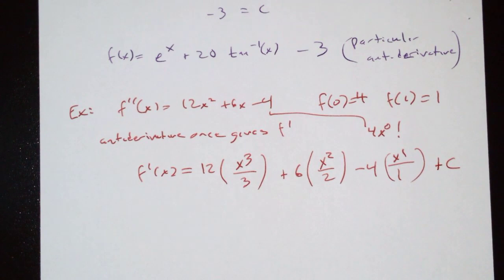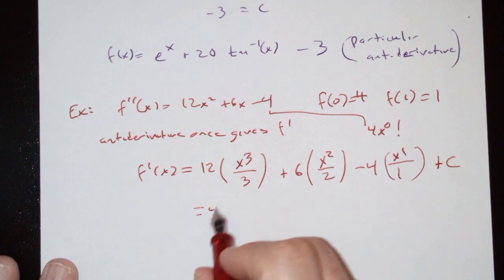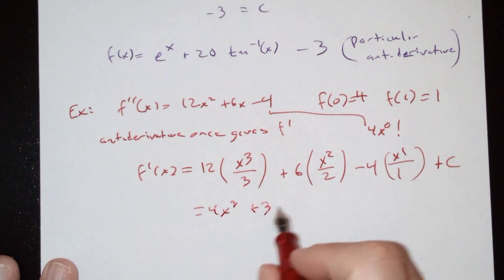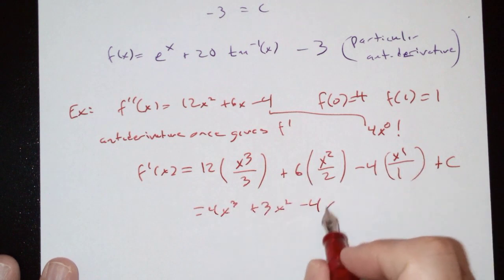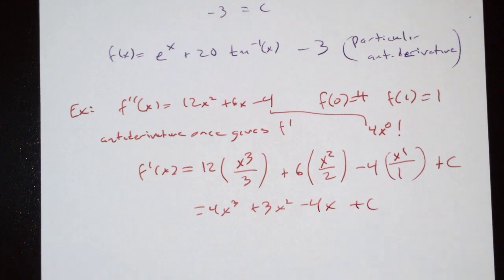And now we can simplify these coefficients. 12 over 3 is 4. 6 over 2 is 3. I don't have to worry about that. There's my antiderivative. Am I in a position where I can use either of my initial conditions? No, because both of my initial conditions are about f, and this is f prime. So what do I need to do? Do it again. I need to take another antiderivative to get to f.